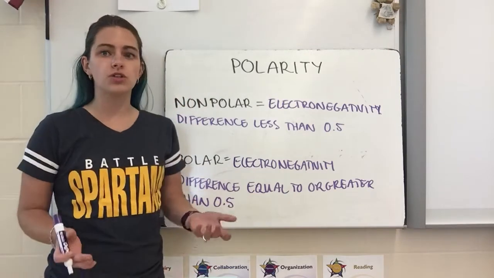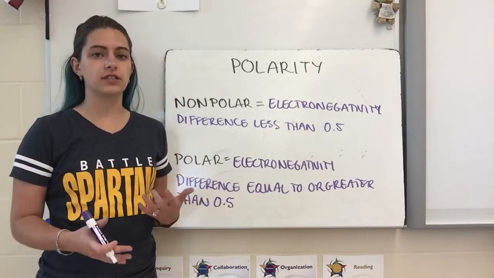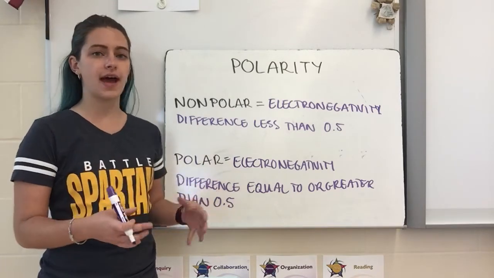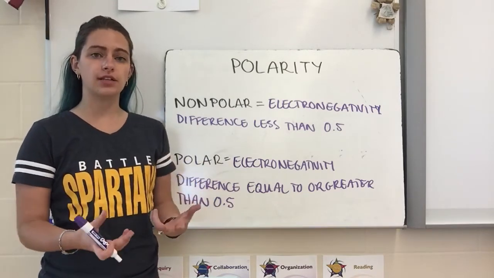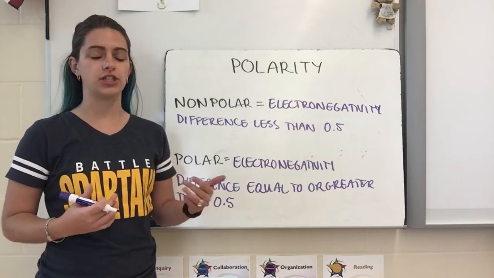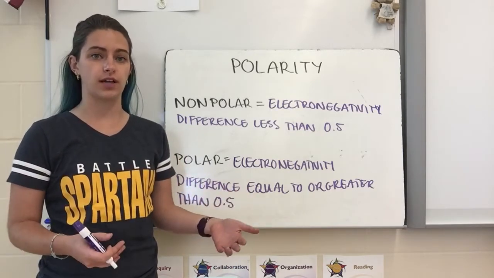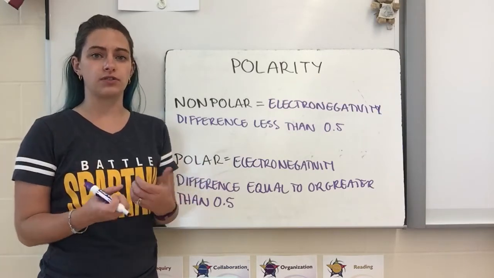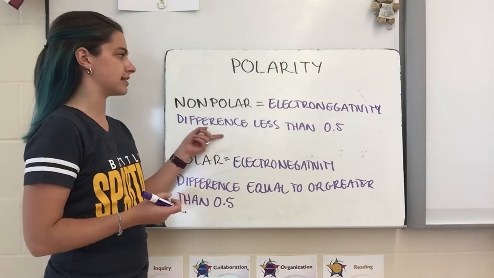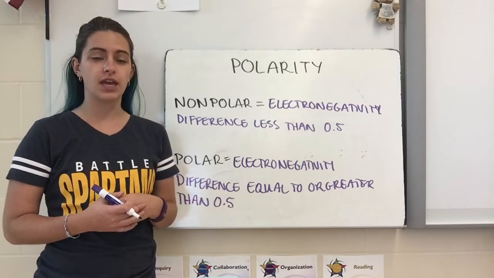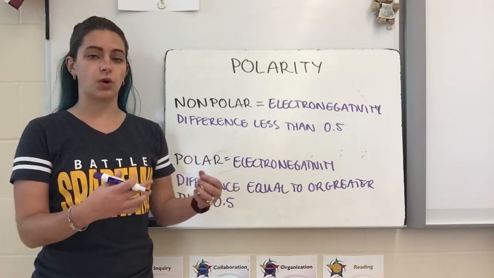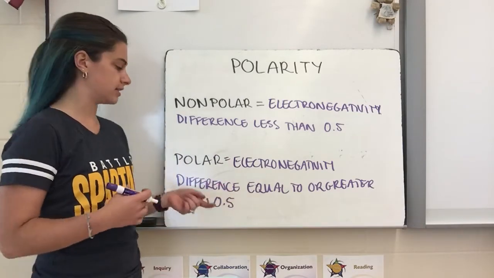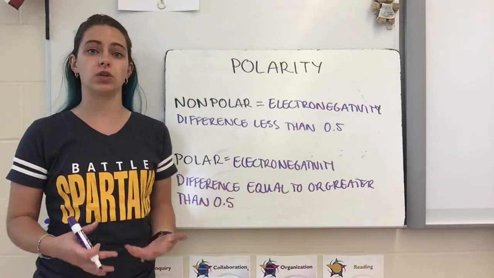So what we're going to be looking at are the differences in electronegativity values for two atoms forming a bond. And remember, electronegativity is a measure of how much each atom is going to pull on those electrons. So if it's an even pull, so if there's a very small difference in electronegativities, that is considered a nonpolar bond. If there's an unequal pull, so one's going to pull more than the other, so there's a greater electronegativity difference, that's when we end up with a polar bond.